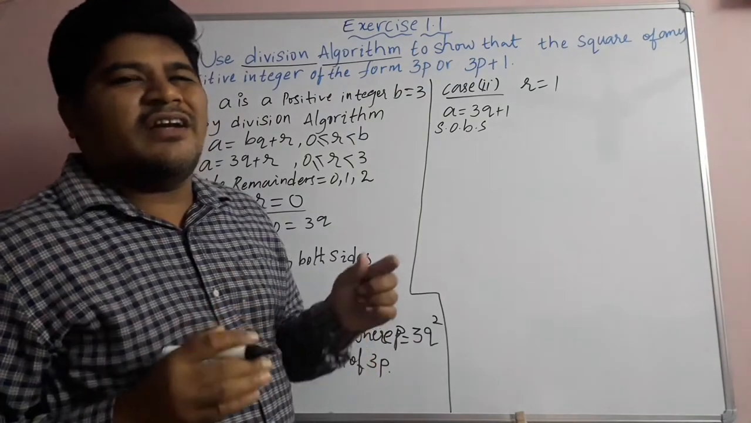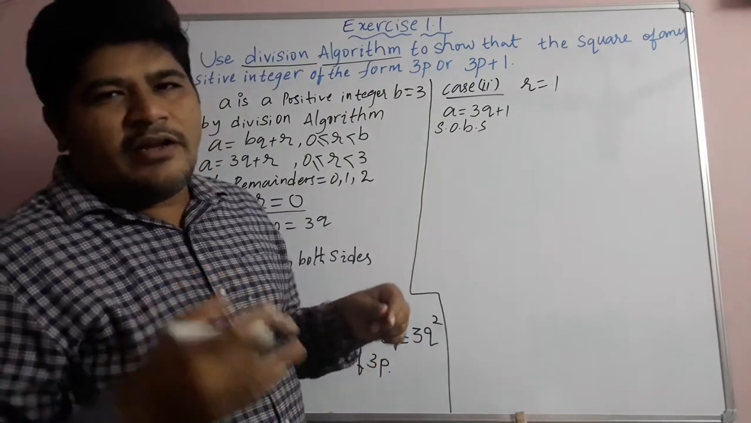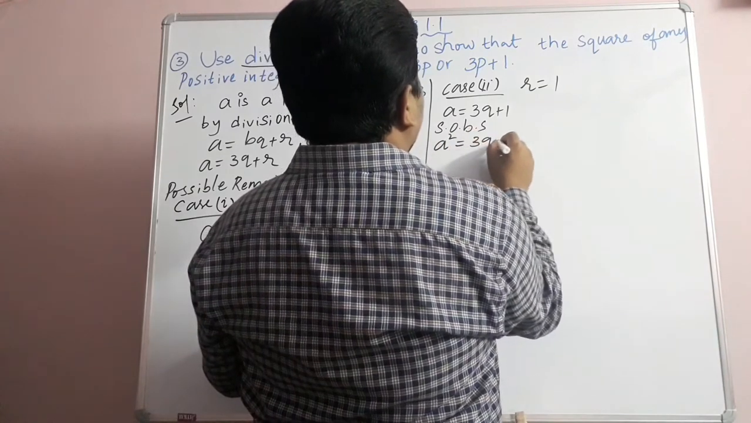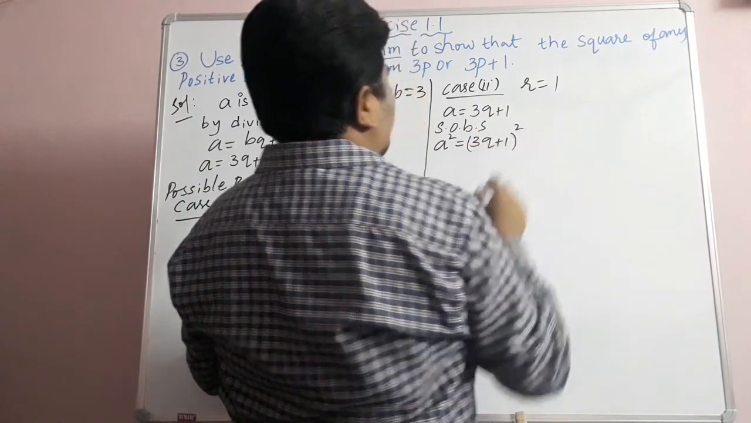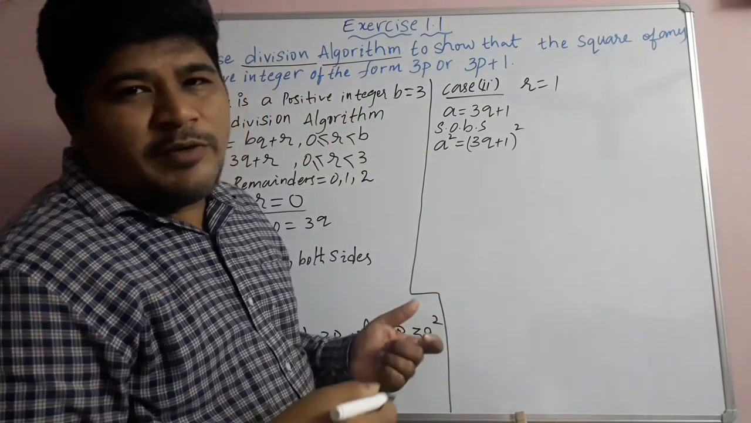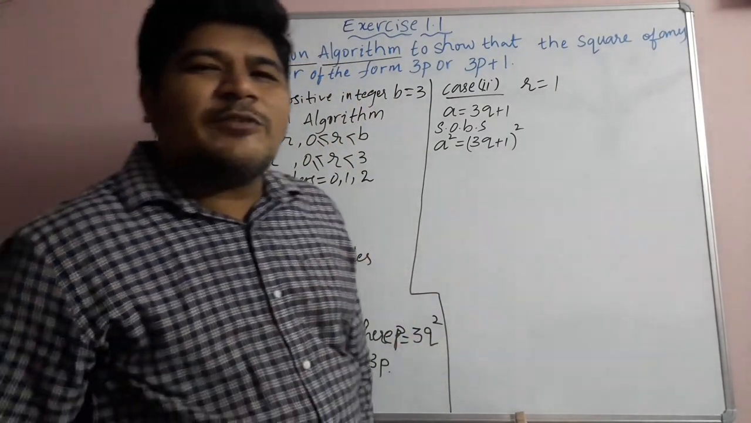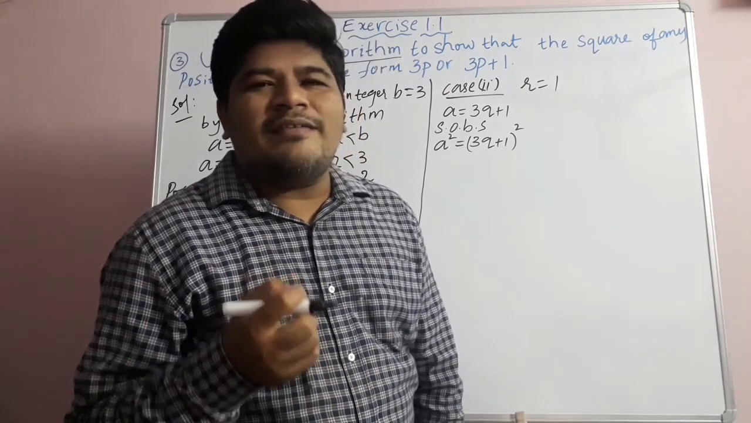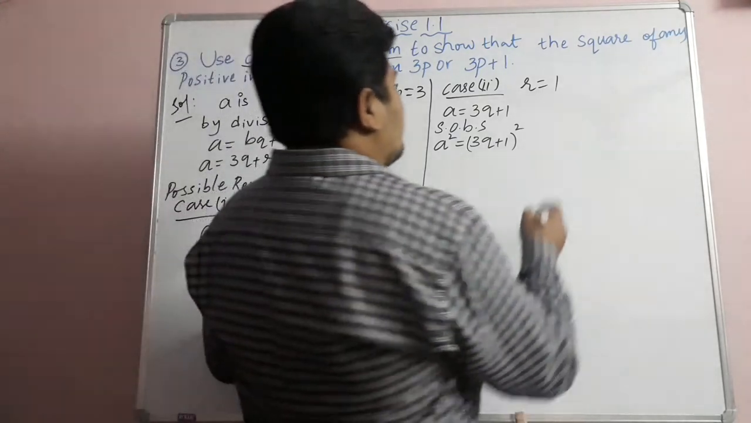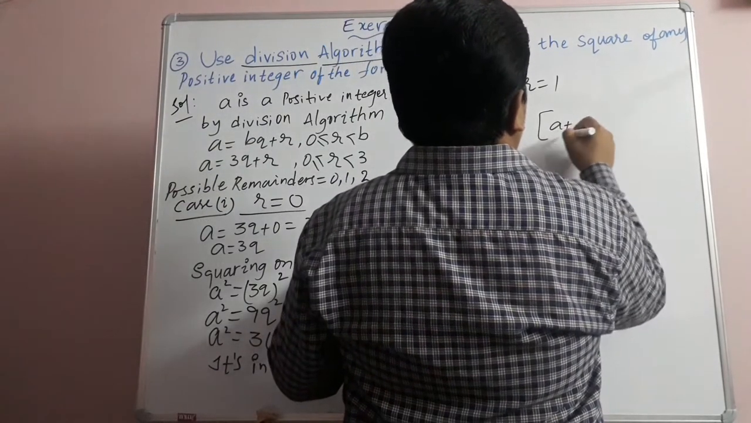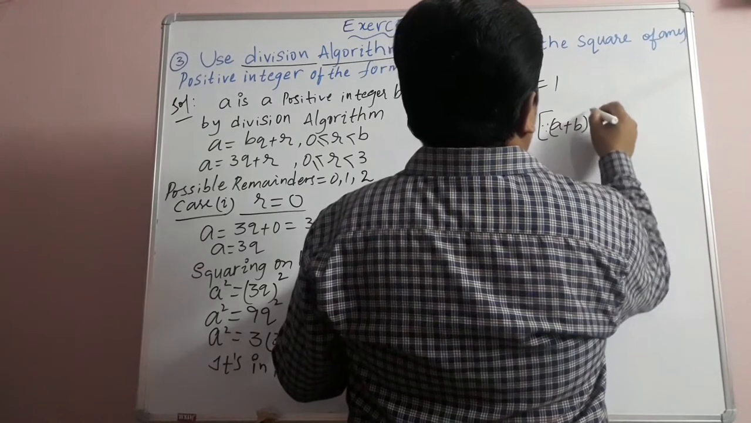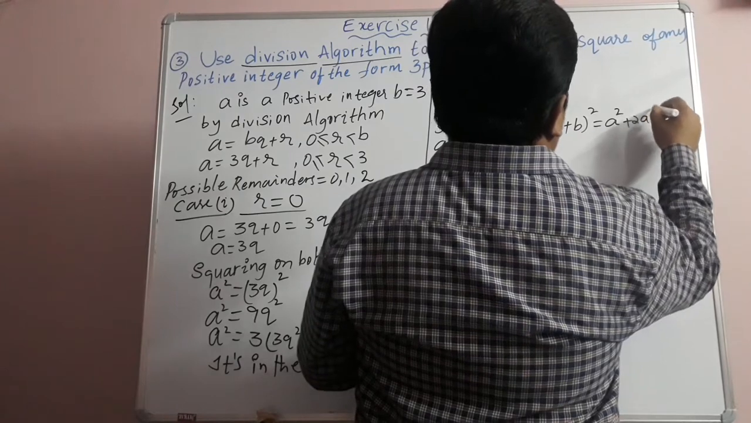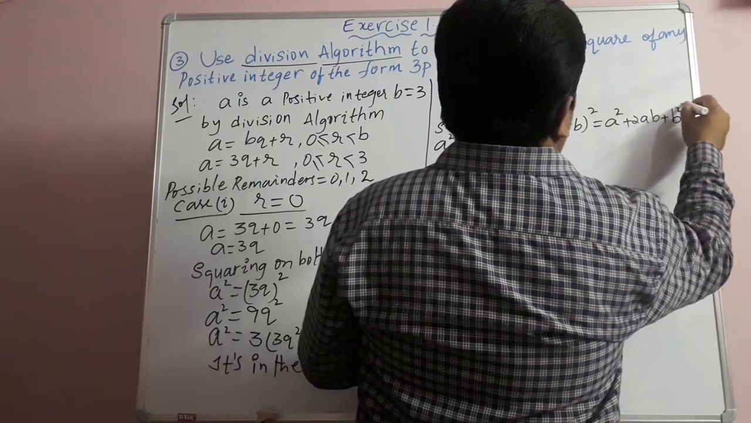Now squaring on both sides. I am writing it in short form, children. By squaring on both sides, what will we get here? a square is equal to 3q plus 1 whole square. It's in the form of a plus b whole square. So what is the expansion of a plus b whole square? a square plus 2ab plus b square. I am writing that formula here: a plus b whole square is equal to a square plus 2ab plus b square.